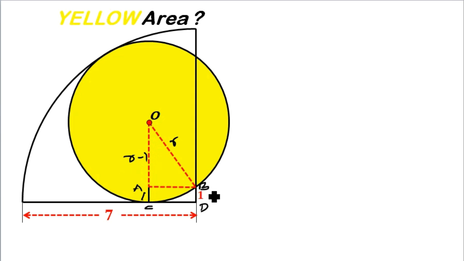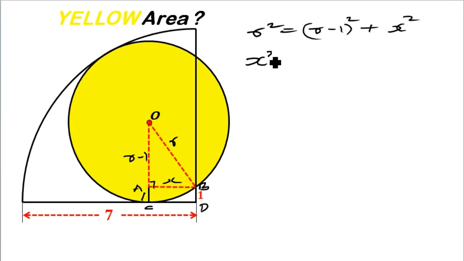If you let the length AB be X, then we have a right angled triangle. In a right angled triangle, you can use the Pythagoras theorem. The hypotenuse squared, which is R squared, equals R minus 1 squared, plus x squared. If you make x squared the subject of the formula, we have x squared equals r squared minus (r minus 1) squared, according to Pythagoras theorem.